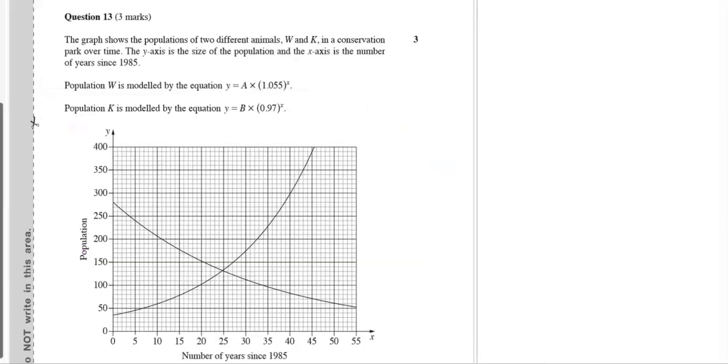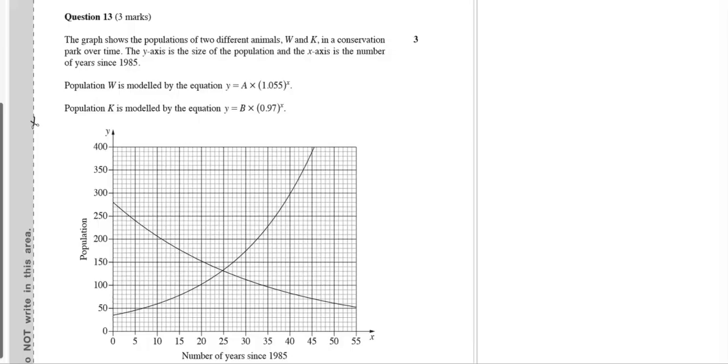Question 13. The graph shows the populations of two different animals, W and K, in a conservation park over time. The y-axis is the size of the population and the x-axis is the number of years since 1985. Population W is modelled by the equation y equals a times 1.055 to the x, and population K is modelled by the equation y equals b times 0.97 to the power of x.